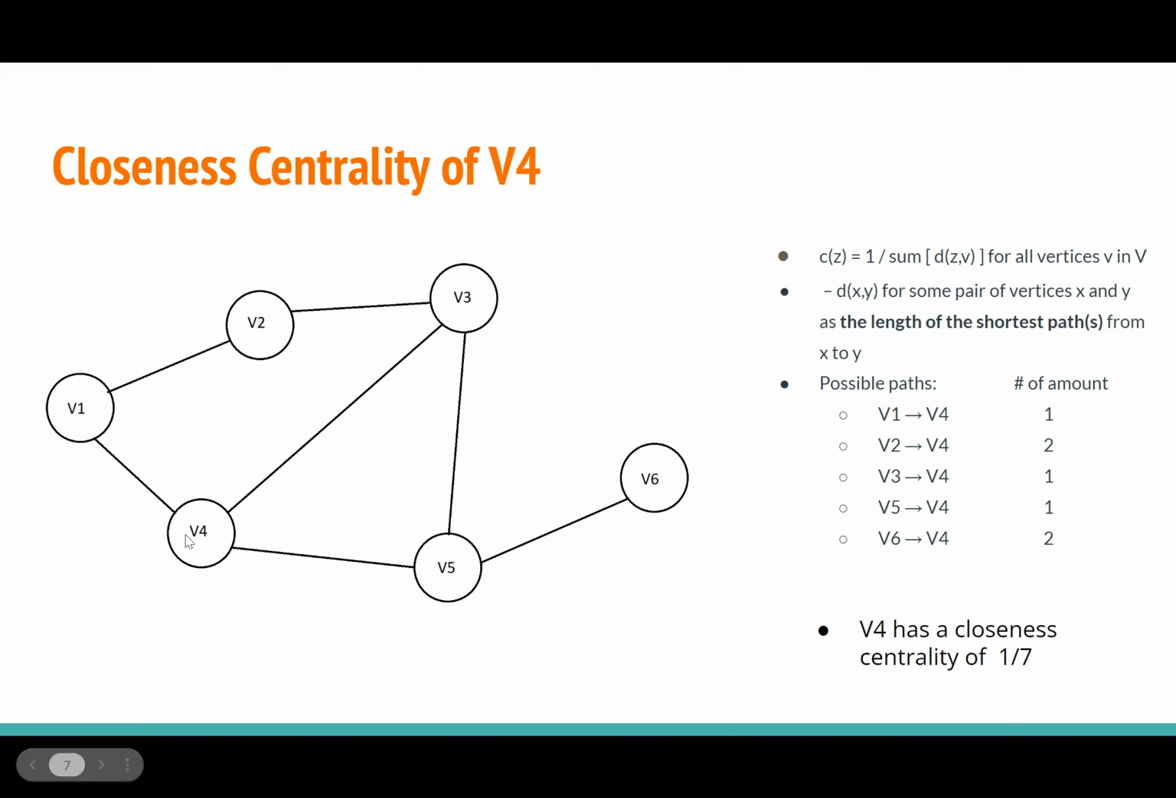So the possible paths are vertex 1 to vertex 4. 1 is the shortest distance. From vertex 2 to vertex 4, 2 is the shortest distance on both sides. 1, 2, 1, 2.